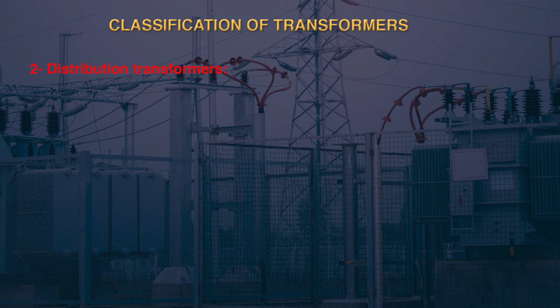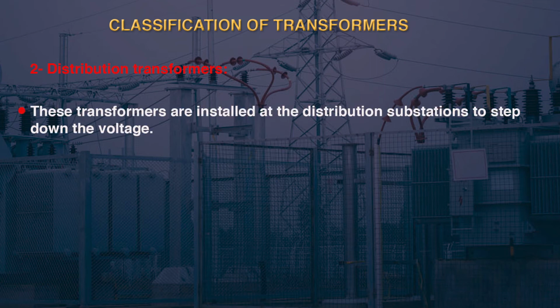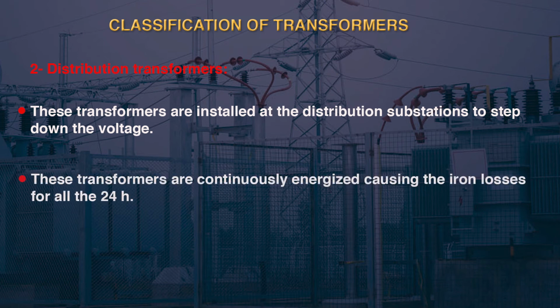Second category of the transformer is the distribution transformer. These transformers are installed at the distribution substation to step down the voltage. These transformers are continuously energized, causing iron losses for all 24 hours. Generally, the load on these transformers fluctuates from low load to full load during operation.